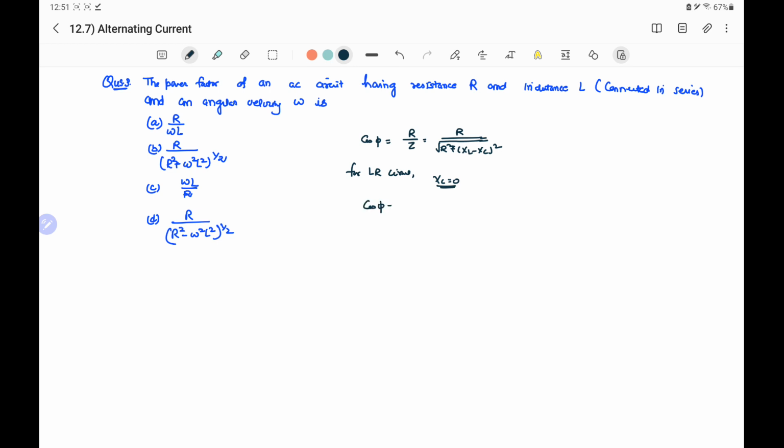So cos phi can be written as R by root R square plus XL square. And XL is the inductive reactance, which is equal to omega L, where omega is the angular frequency. So this will be equal to R by root R square plus omega L whole square, or further we can write it as R by root R square plus omega square L square. Hence option B is the correct option.